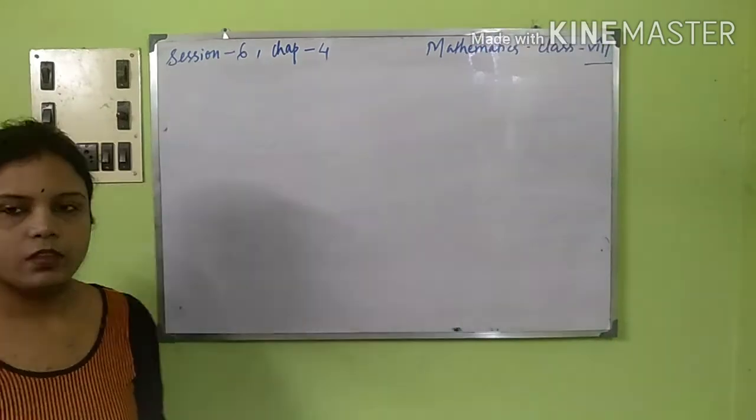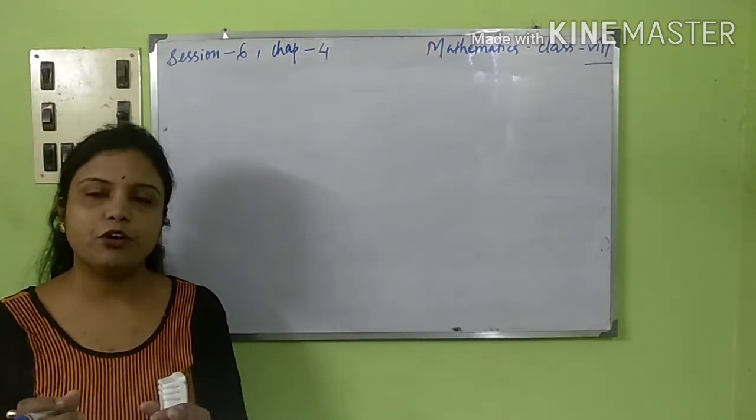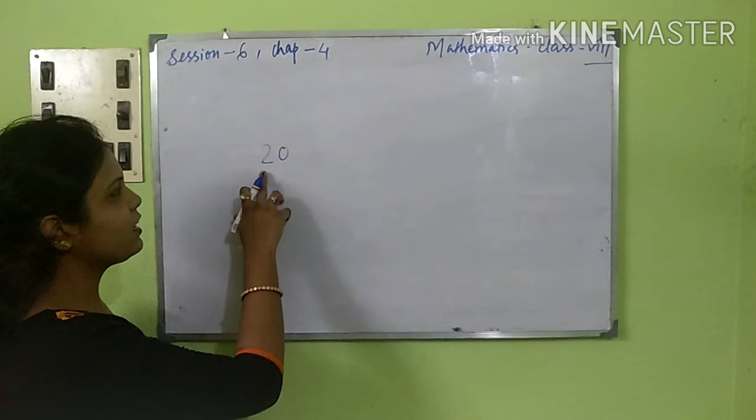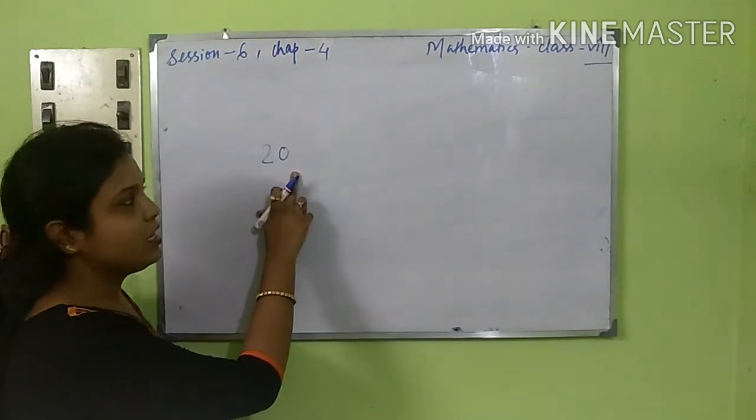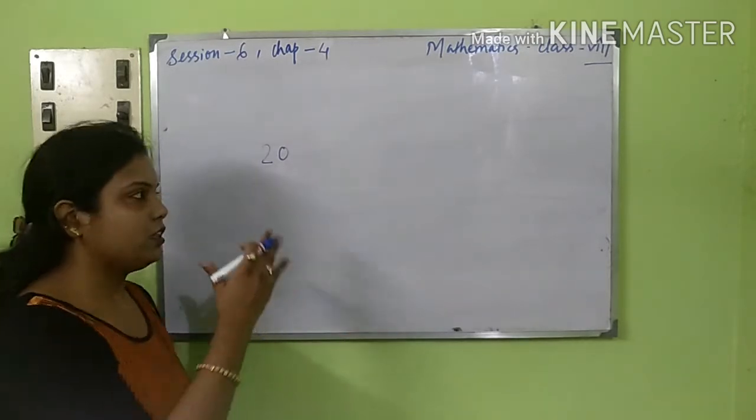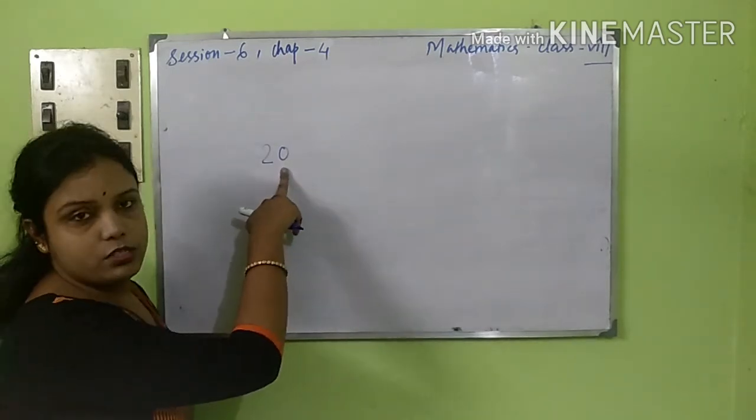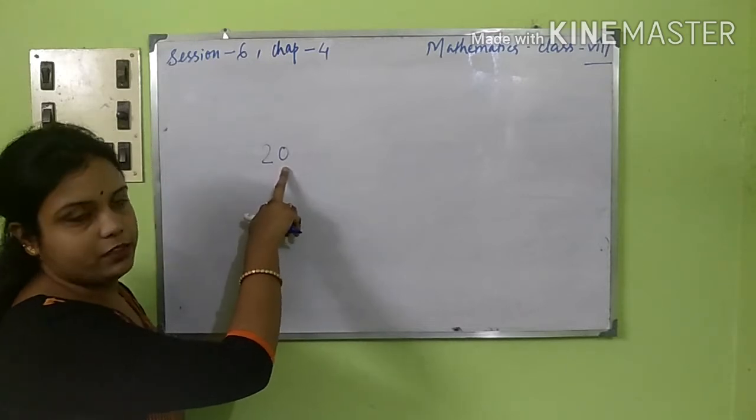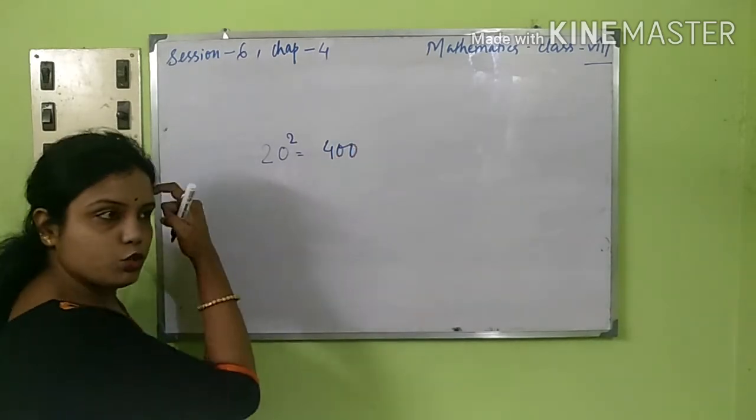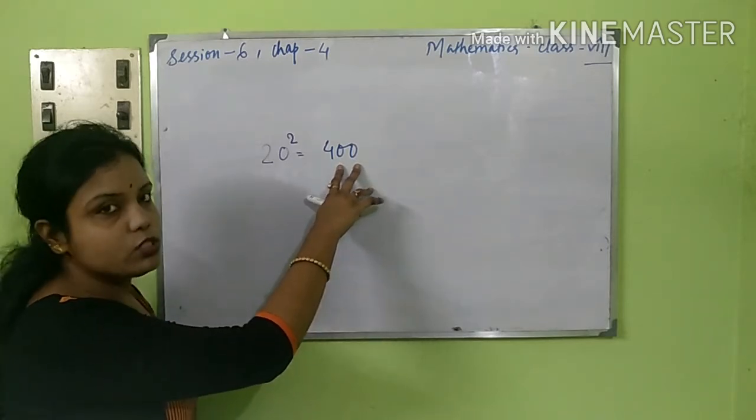Next, some other facts. Whenever a number has 0 at its units place, suppose for example I am taking 20, how many zeros does it have? 1. But after squaring, that is the square of 20, we get double the number of zeros. We have 20 square as 400. So if you have 1 zero here, 2 zeros will be there in the answer.